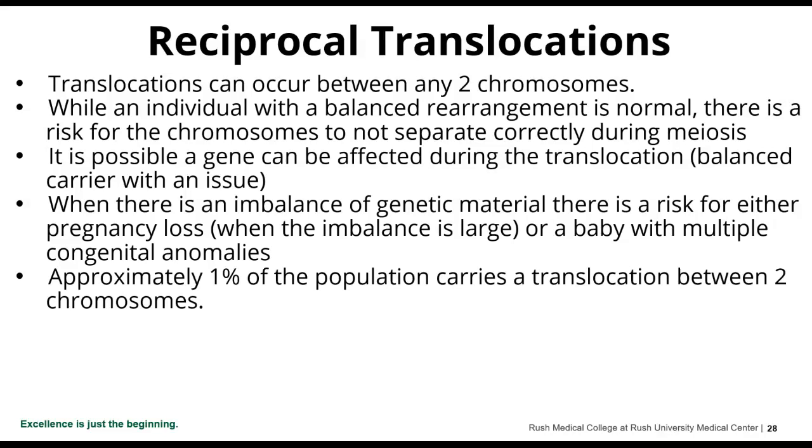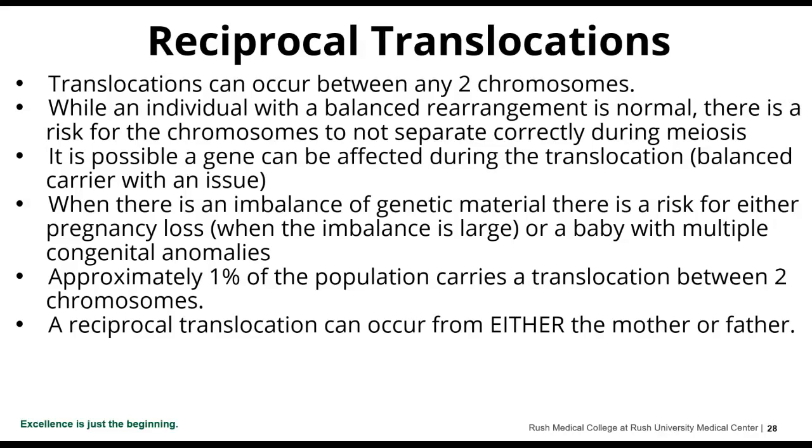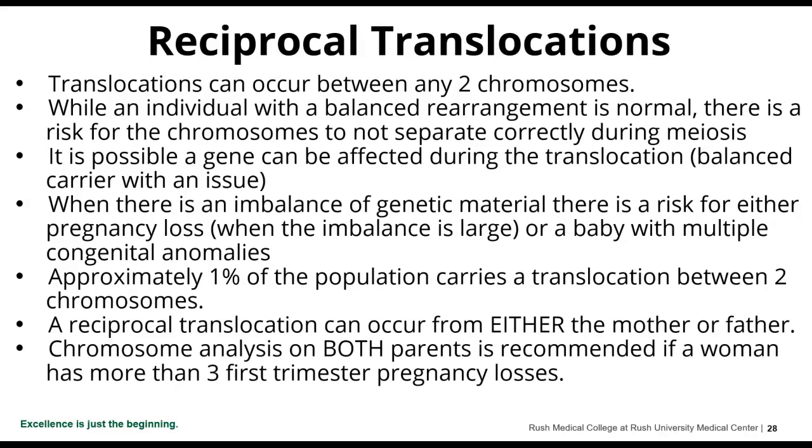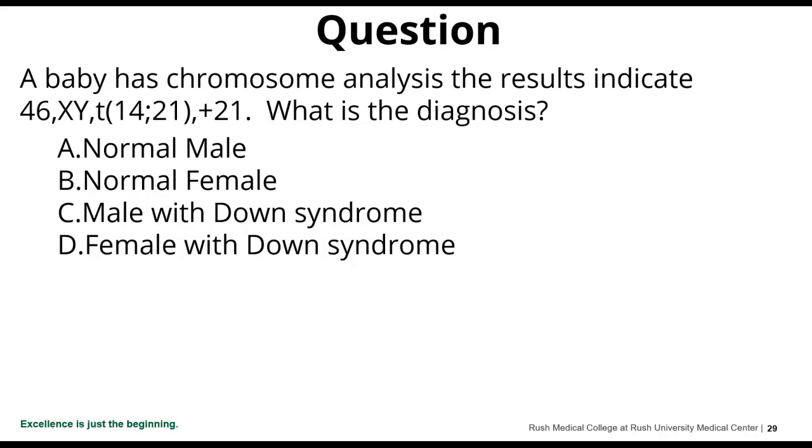About 1% of the population carries some type of translocation. Some of these are Robertsonian, which are actually the most common. The others are reciprocal. And all these translocations, reciprocal and Robertsonian, can occur in either mom or dad. So it could be either parent. It's not just the mom. And so when we have to do this, we have to look at both parents, not just one.